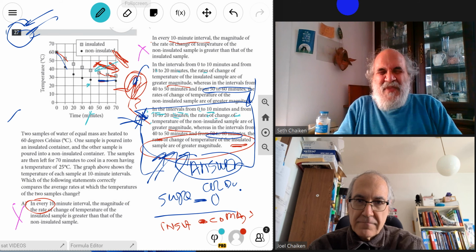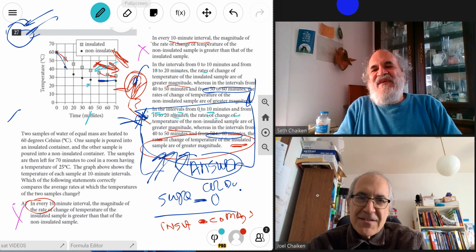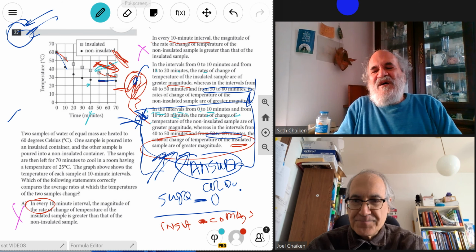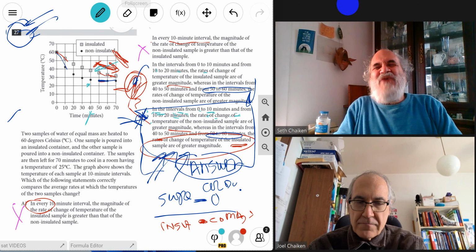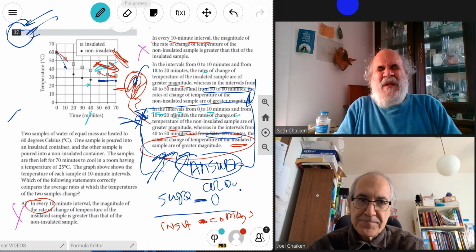But the rate of heat flow is also proportional to the difference in temperature. So in the case of the non-insulated container, it cools rapidly. And when it becomes almost as cool as the environment, the heat flow becomes very, very small, because the tea and the room are practically the same temperature.